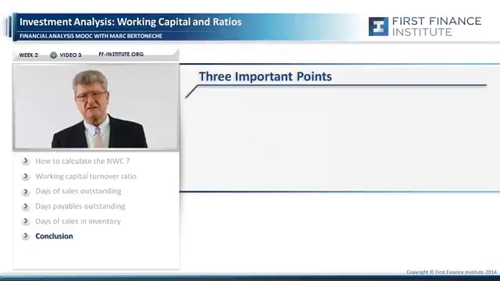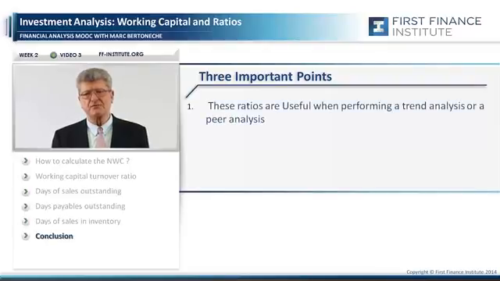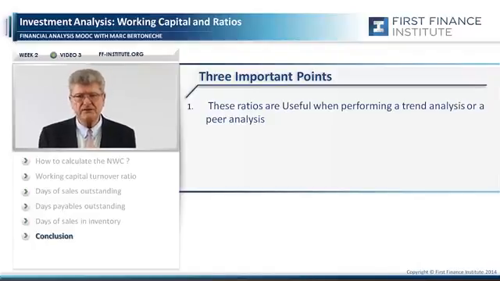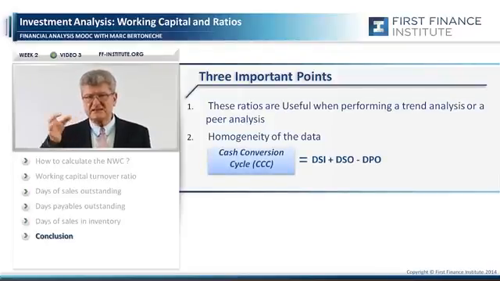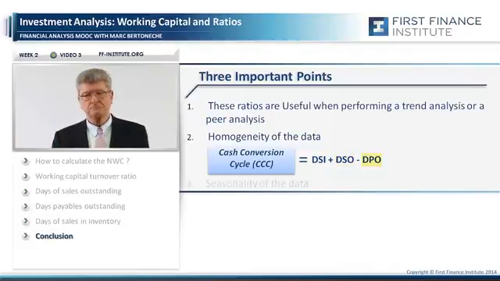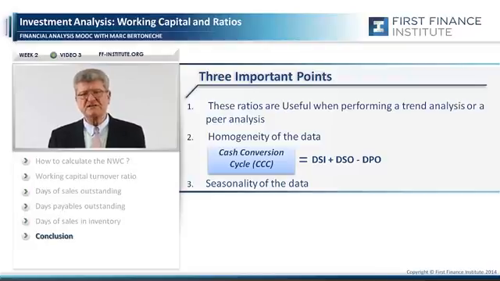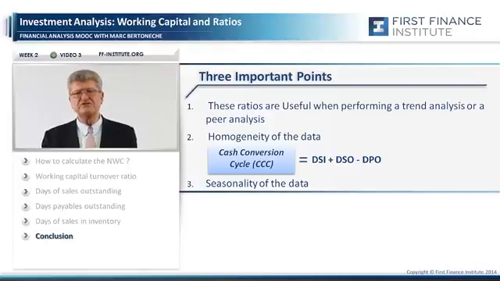Three final comments and hints when you analyze the net working capital. We will never stress enough the fact that these net working capital ratios are really useful when using a time framework, the trend, and an industry landscape. Looking at the peers is, of course, important. Second comment, the homogeneity of data is crucial. In particular, if you want to calculate the CCC, the cash conversion cycle, which is equal to DSI plus DSO minus DPO. Days of sales in inventory plus days of sales outstanding in receivables minus days of payables outstanding. Finally, never underestimate the bias introduced in all these calculations by the seasonality.